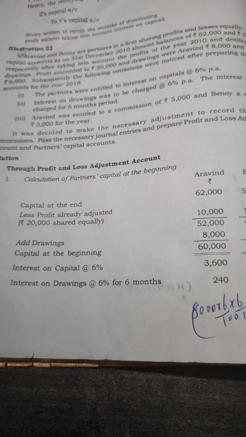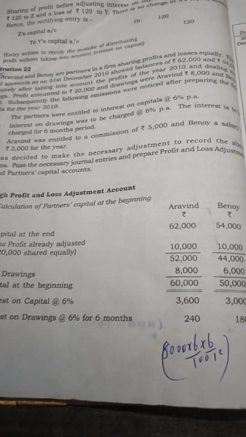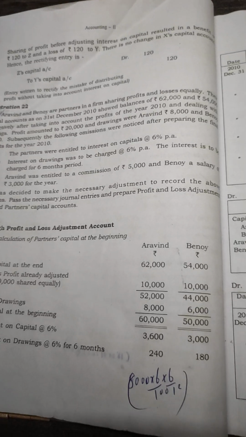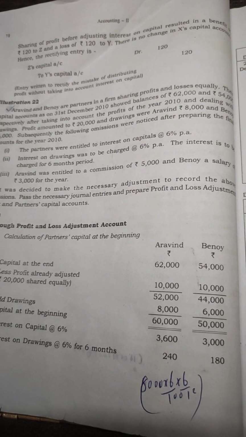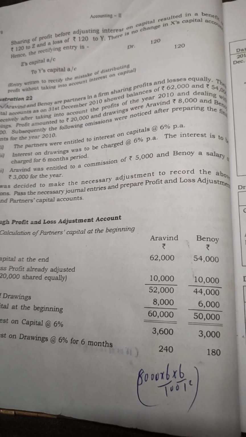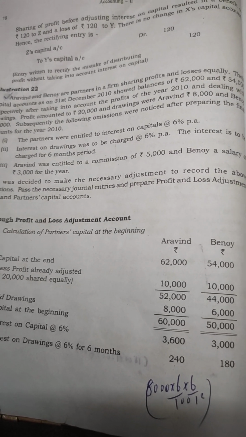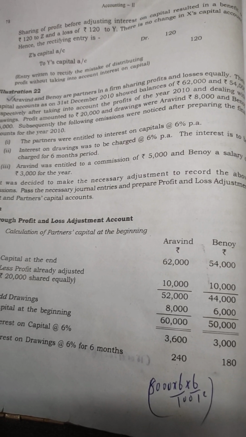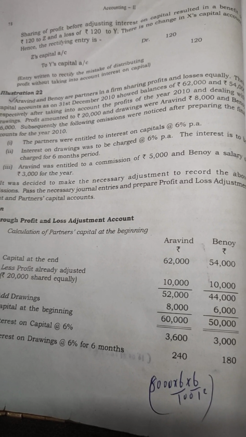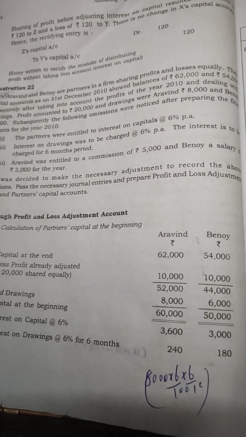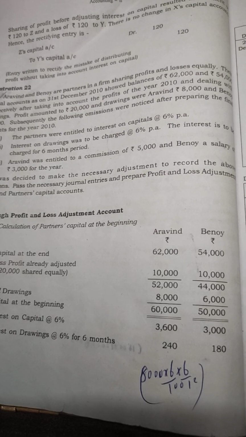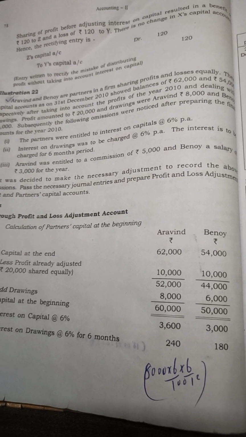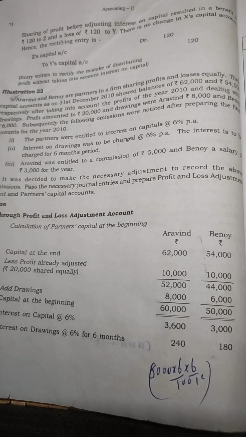Today I am going to take a problem on profit and loss adjustment account. After the preparation of final accounts, if we find that there are certain errors relating to recording of interest on capital, drawings, salary or commission of a partner, we have to compensate or make up for that error by preparing a profit and loss adjustment account, or we can compensate the error directly by adjusting in the partners' capital accounts.